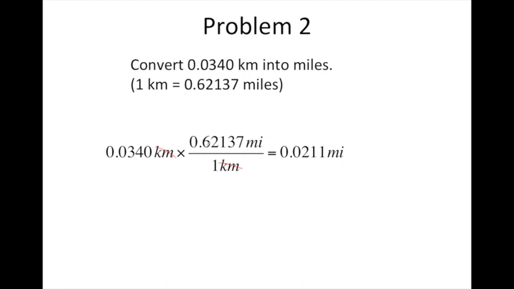So I would multiply 0.0340 times 0.62137. I would get 0.0211 and units would be miles. Now again, remember your sig figs. This number has 3 sig figs. Remember your rules. And this number has 1, 2, 3, 4, 5. So my answer would have 3.